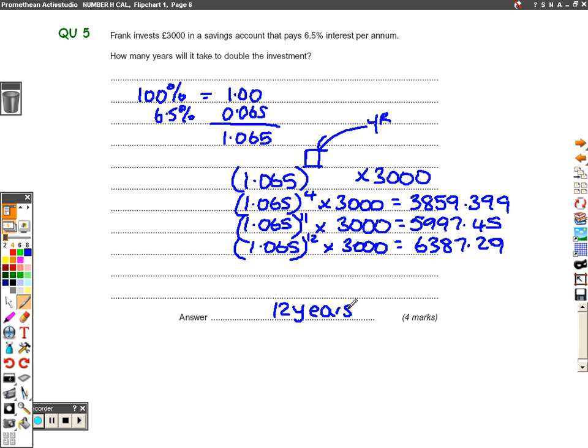So can you see how it would have taken a very long time if you had been going by the method of find the interest and add it on, find the interest and add it on? You would have had to do it 12 times.